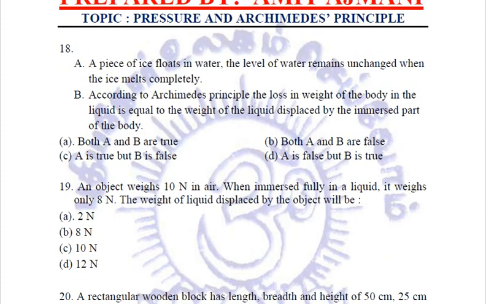Now, there are two statements given to us in this. We have to evaluate the statements. Let us see the first statement. A piece of ice floats in water. The level of water remains unchanged when the ice melts completely. This statement is true. This is what we have seen in one of the questions already. So statement A is true.